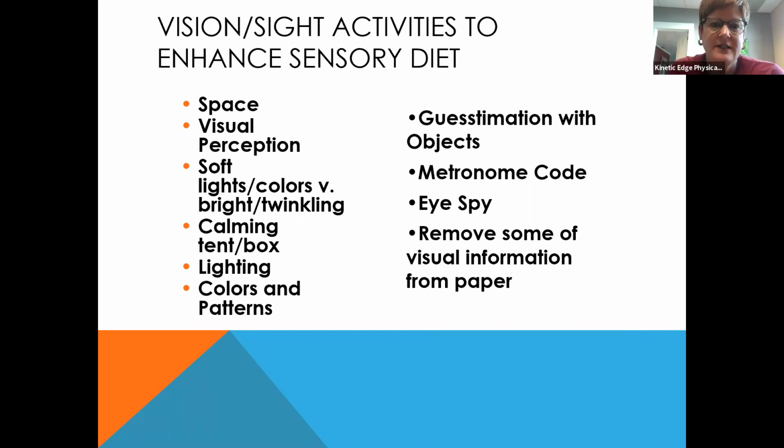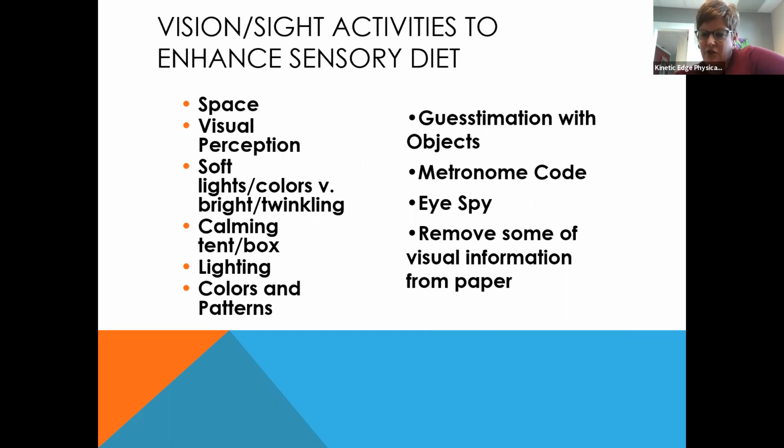Visual and sight activities. So just thinking about even the lighting in the child's environment. Fluorescent lighting can be overstimulating for a lot of kids, so looking at natural light options. A lot of times, because visual and auditory are the more alerting, we're looking at removing some of that more than we are adding it.